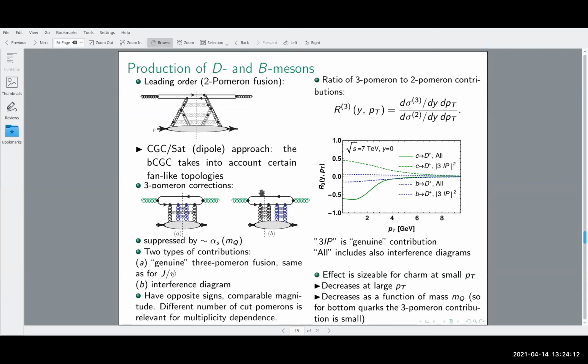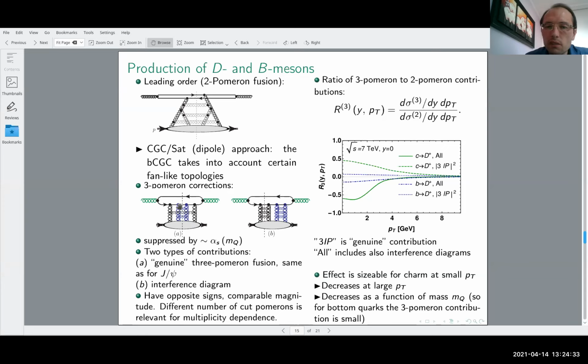And in this process, I can see that only one of the pomerons is cut, and for this reason, it will have a different multiplicity dependence. In this figure, I have shown the ratio of the 3-pomeron to 2-pomeron contributions, and the dashed line corresponds to this one, and the solid lines correspond to the sum of this one.